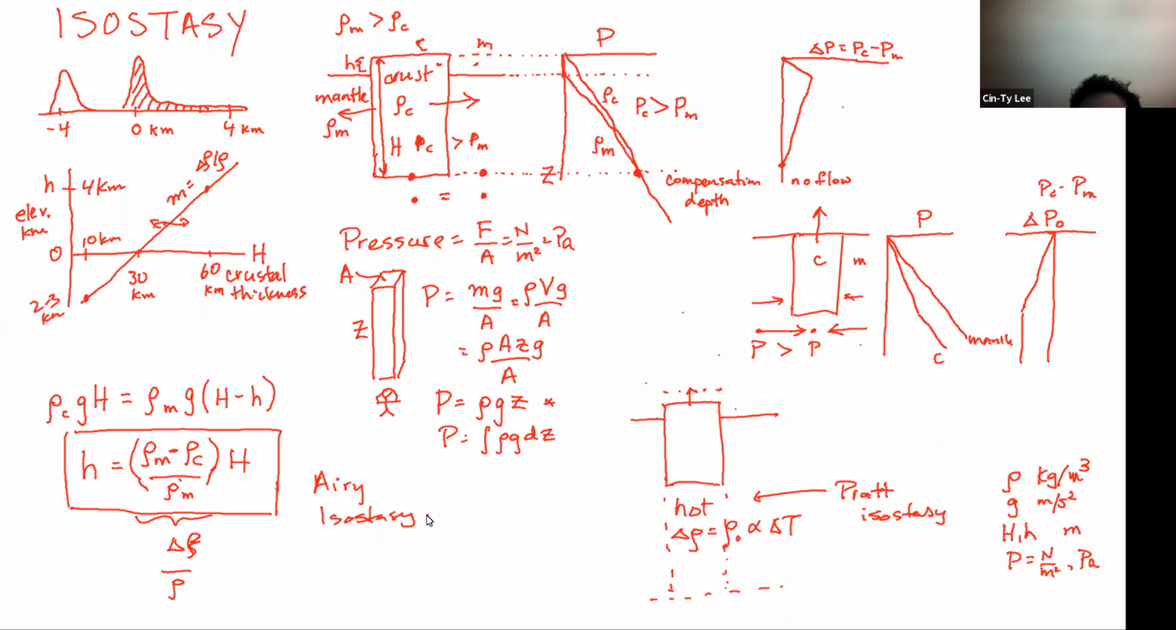Okay, so I hope that helps explain why mountains are high, ocean basins are low, and even why mountains can't stay up high forever, because there is this finite lateral pressure gradient in the crust that will cause it to want to try to gravitationally collapse.